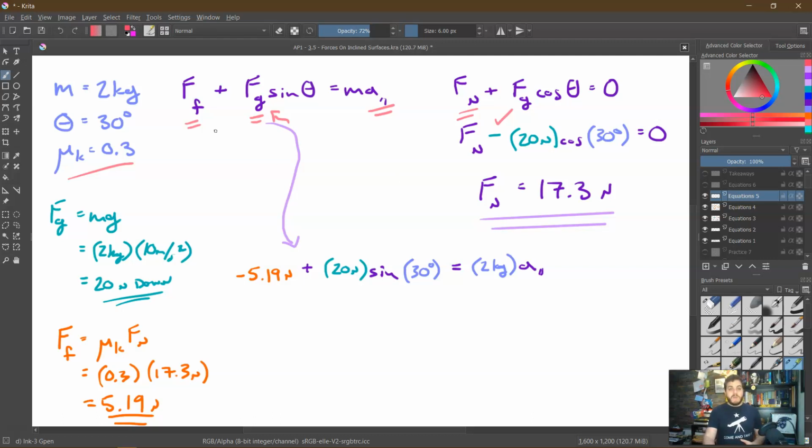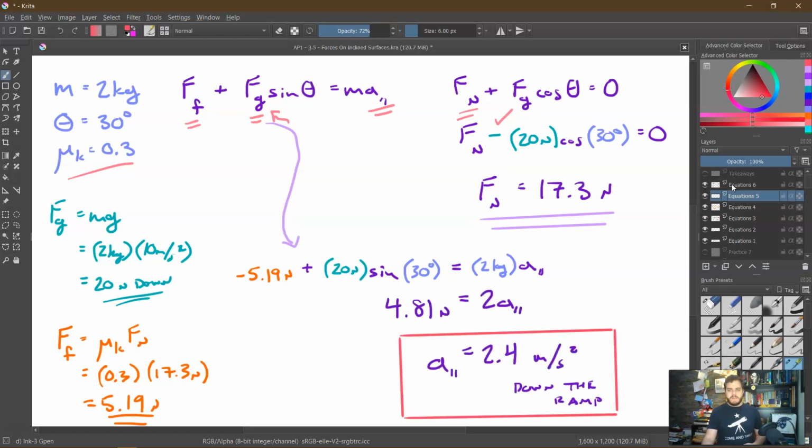So friction was up the ramp because it's sliding down, so it'll be negative 5.19 newtons, plus this component of gravity was down the ramp, so it'll be plus 20 newtons sine of 30 equals mass times acceleration, 2 times A. We go ahead and plug numbers in. You solve for this side, you get 4.81 newtons equals 2A, and you get that A is 2.4 meters per second squared down the ramp. And we know we did it right because this came out to be a positive number, which would be down the ramp.